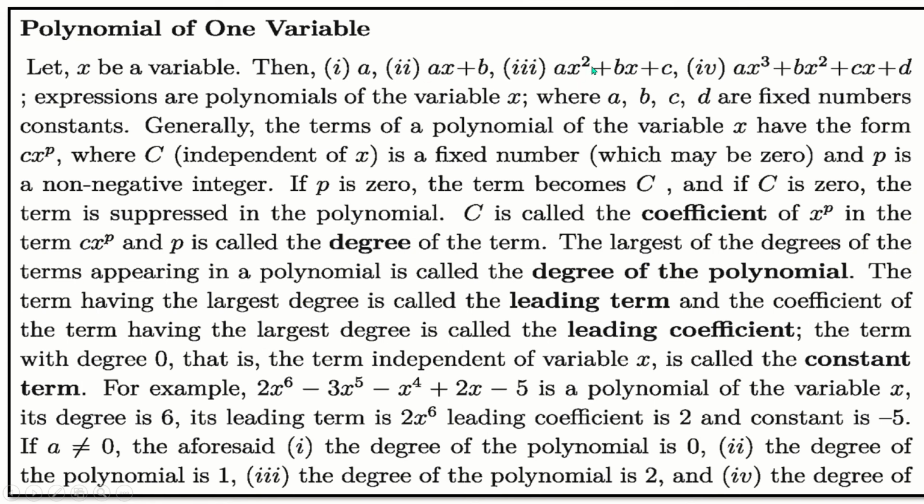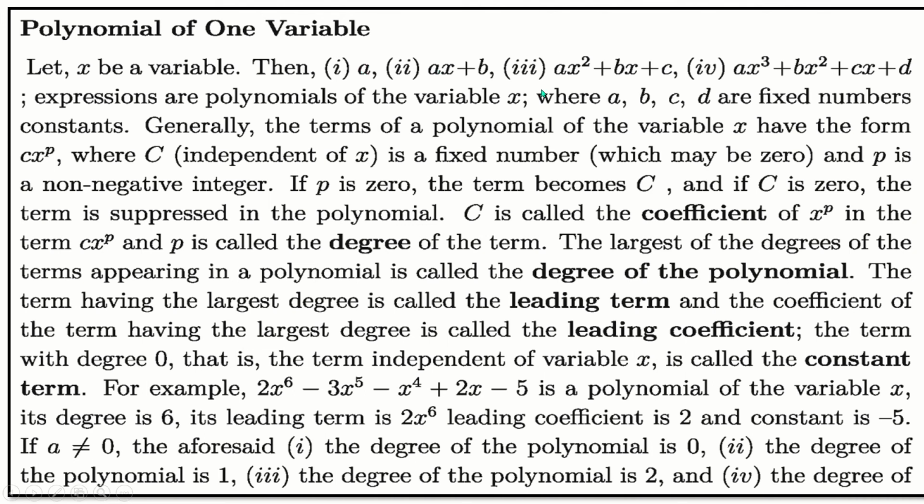Here the highest power is the degree of this polynomial or of this expression. Here the highest power is 3, so 3 is the degree of this polynomial. And the term related to the highest power, that is ax square or ax or a or ax cube, is the leading term. The leading coefficient is related to the highest power; here a is the leading coefficient, here a is the leading coefficient, here also a is the leading coefficient.